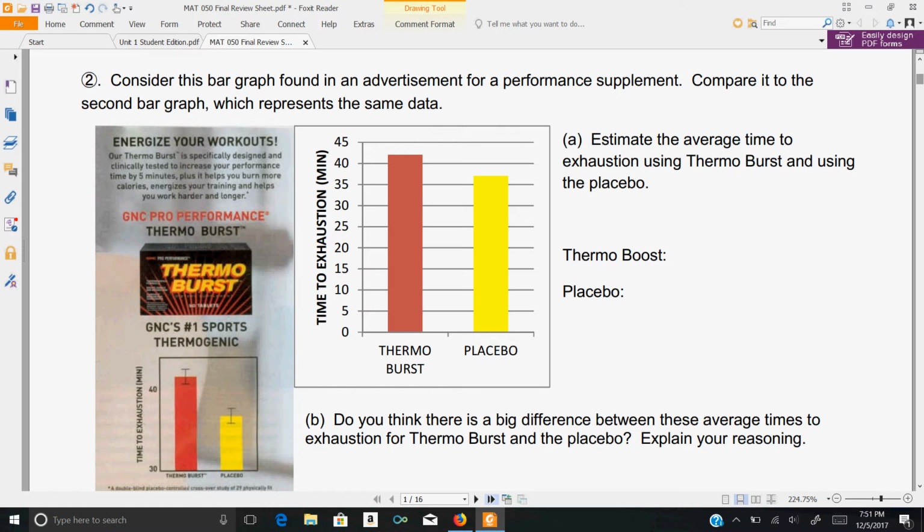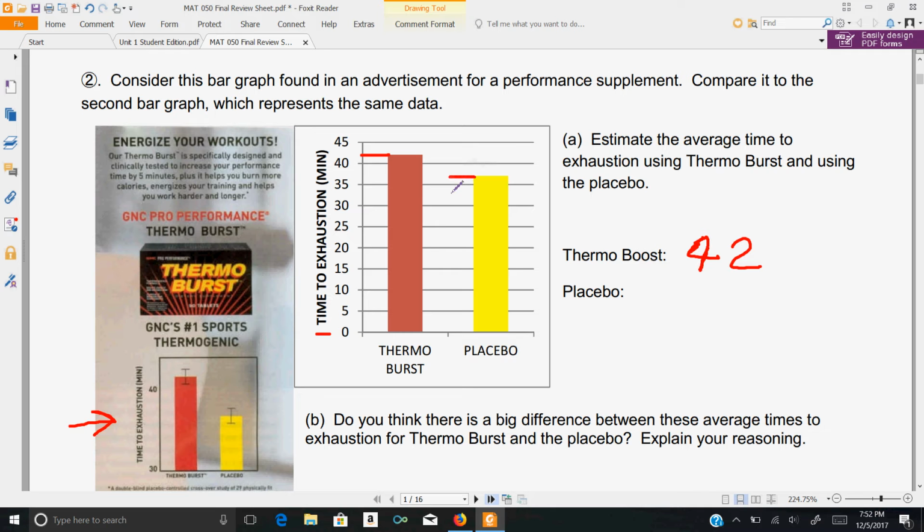We've got a bar graph. And they show us the bar graph in the advertisement. And we've blown up the bar graph and changed the scale. So we want to use that bar graph to draw some conclusions about the advertisement. First of all, estimate the average time to exhaustion using ThermoBurst and using the placebo. So we notice here it says time to exhaustion. And we have a bar for ThermoBurst, which ends up being between 40 and 45. It is closer to 40, so I'm going to say 42 because 42 is closer to 40 than 45.